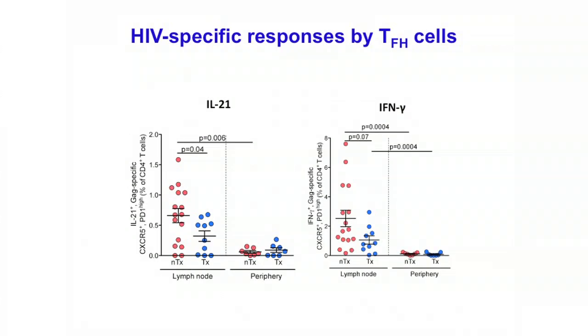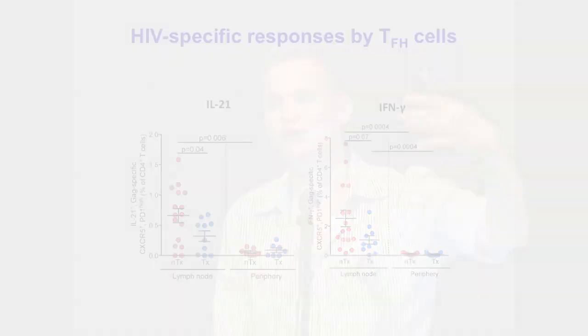Now, we also saw that this was mainly driven by HIV-specific T follicular helper cells. So we saw a large expansion of HIV-specific IL-21 secreting T follicular helper cells in chronic untreated patients, also here for interferon gamma, that was significantly higher compared to the periphery. And again, this was the majority of the expansion that we saw within the lymph node. I really expected that they were gone. We saw the opposite. We saw that the HIV-specific T follicular helper cells are expanded.